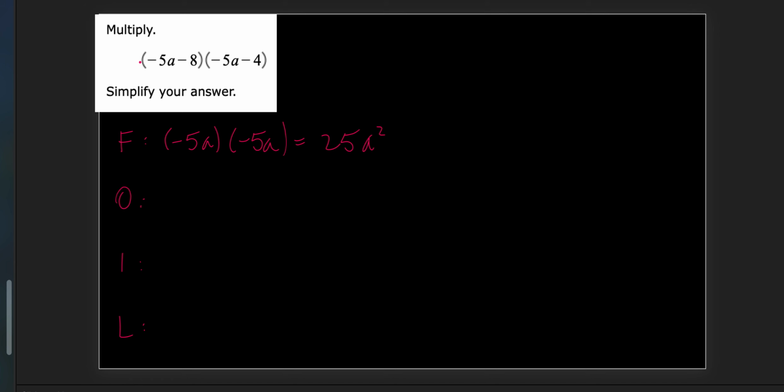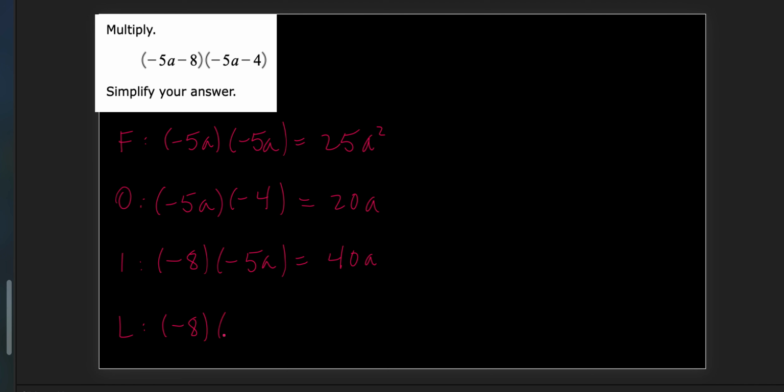And then O for outer is negative 5a times the negative 4. That'll be 20a. The inner is negative 8 times negative 5a. So negative times negative is a positive. That'll make 40a. And then the last gives me negative 8 times negative 4. And that makes 32.